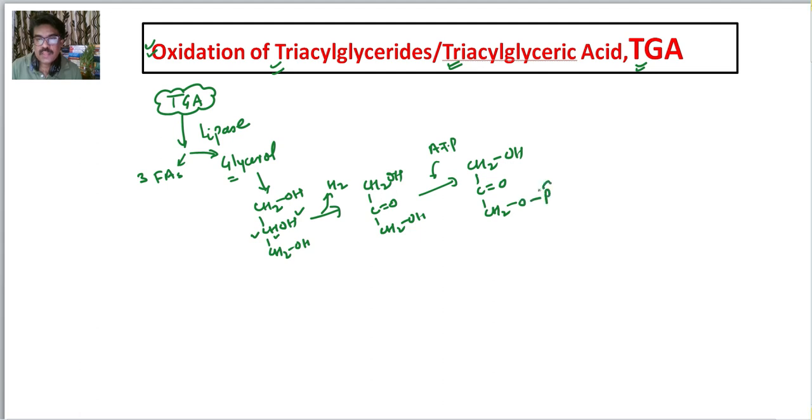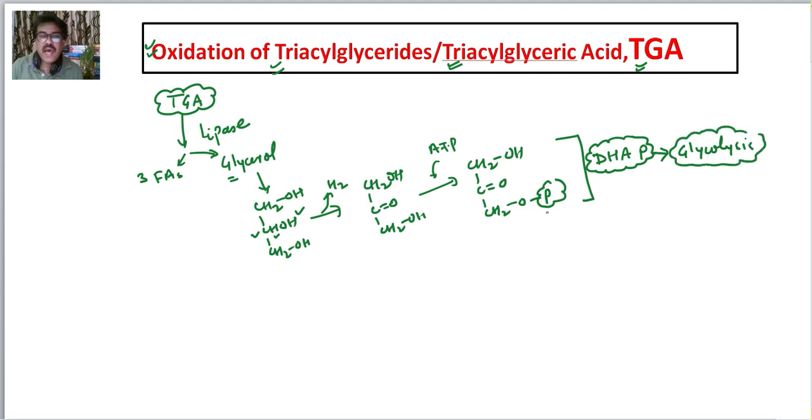CH2O phosphate group. Now, this compound we know as DHAP, dihydroxyacetone phosphate, which is the intermediate of glycolysis. So glycerol is oxidized through glycolysis. Now, in today's video, we will discuss how fatty acids are oxidized.